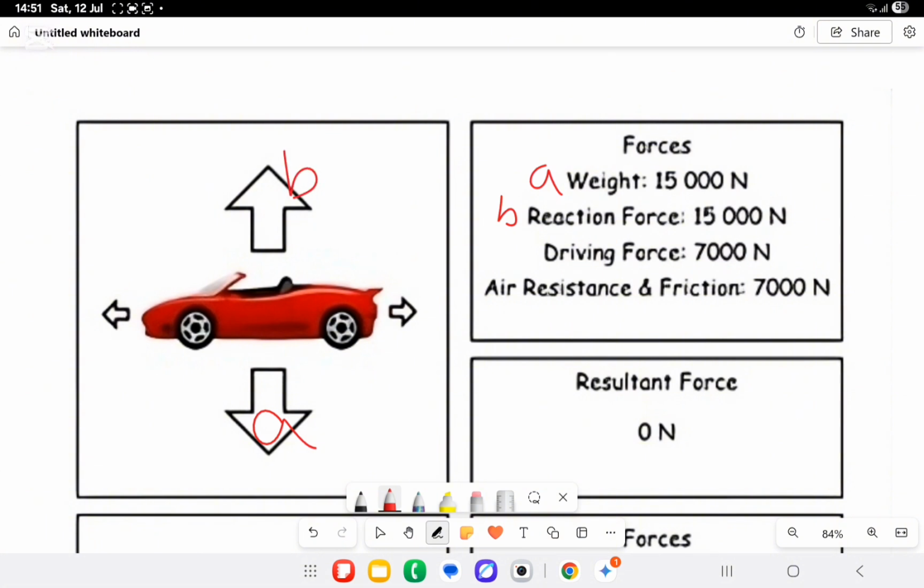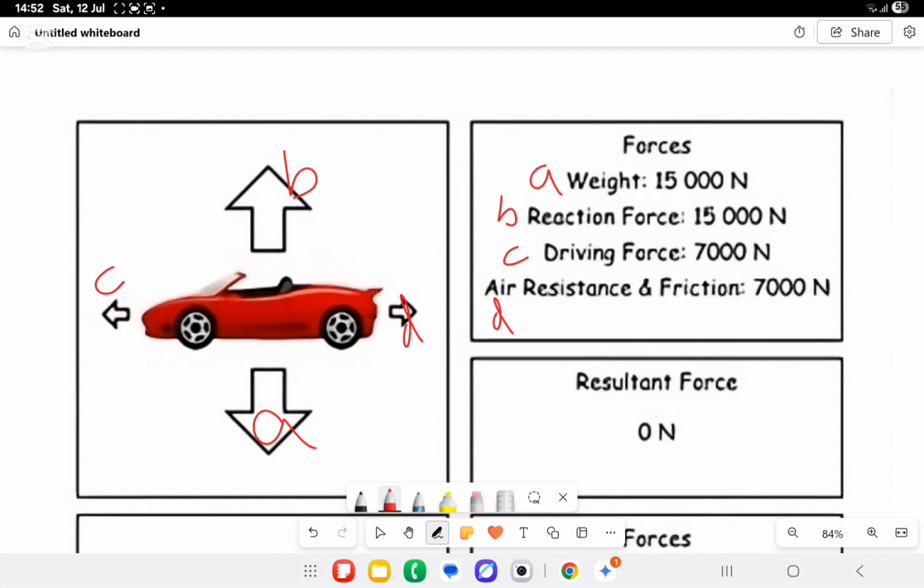The third force is a driving force, which the engine of the car is applying, which is 7,000 newtons. Let's name it C. And the last force is air resistance and frictional force, which is 7,000 newtons as well. Let's name it D.